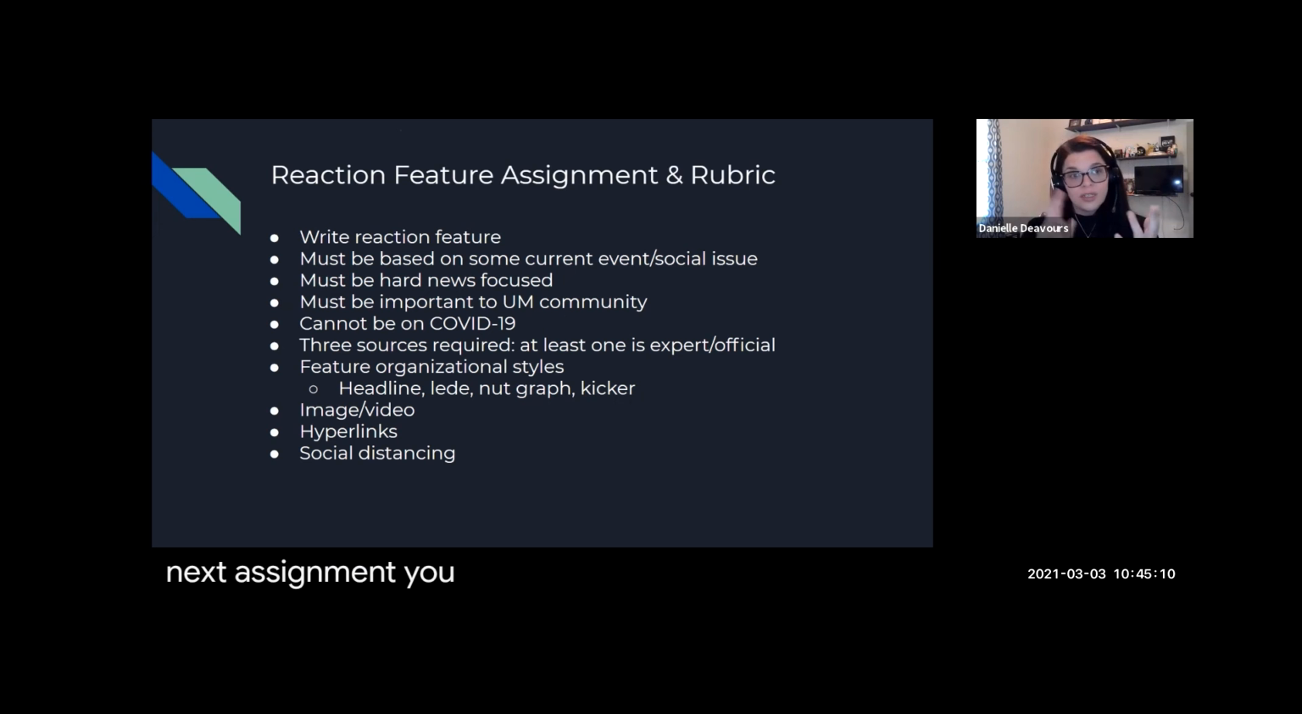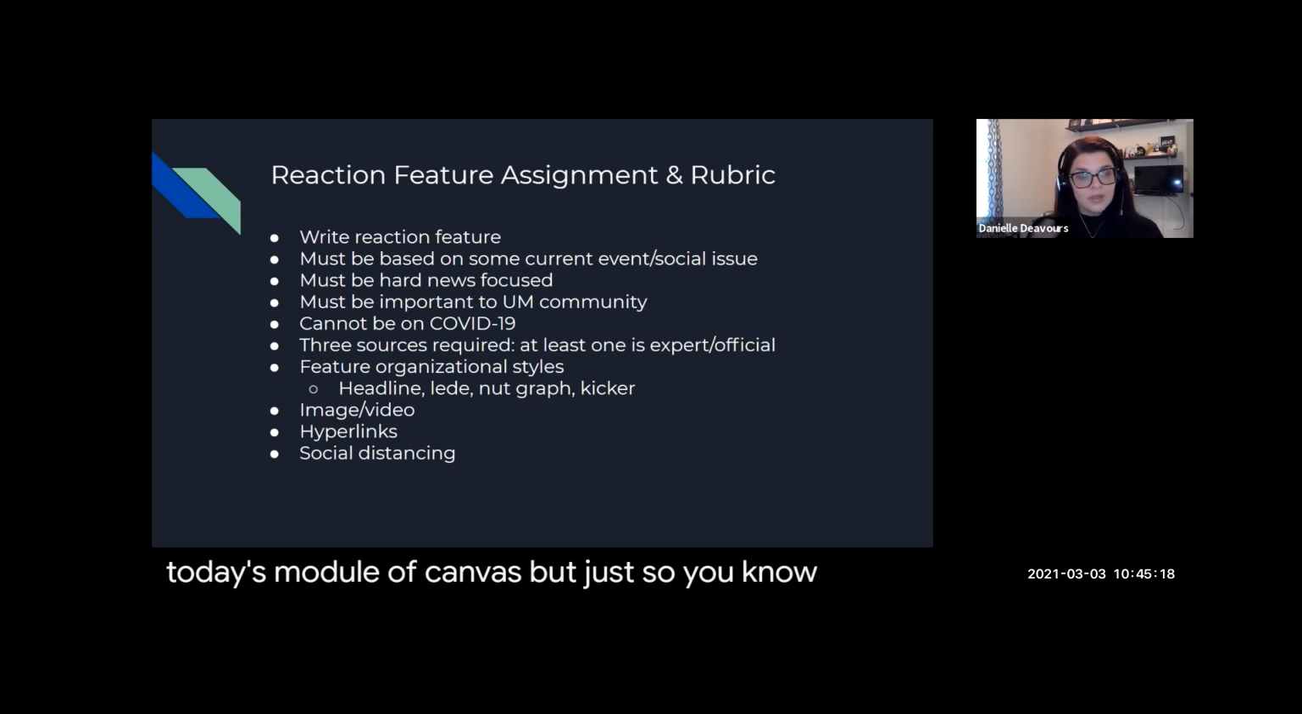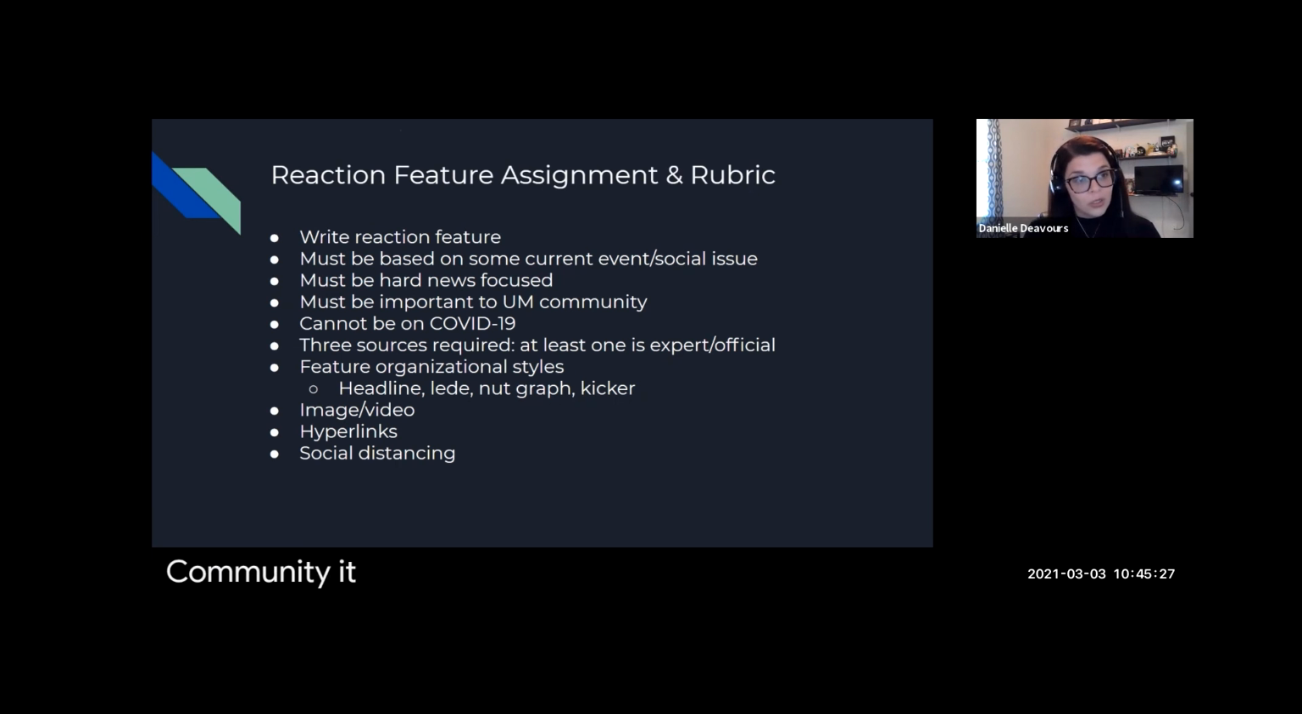You have your assignment sheet, which also has the rubric at the bottom within today's module of Canvas. But just so you know, you're writing the reaction feature. It must be based on a current event or social issue that affects the UM community. It should be hard news in focus, and it must be important to students, faculty, staff, or alumni here at Montevallo.